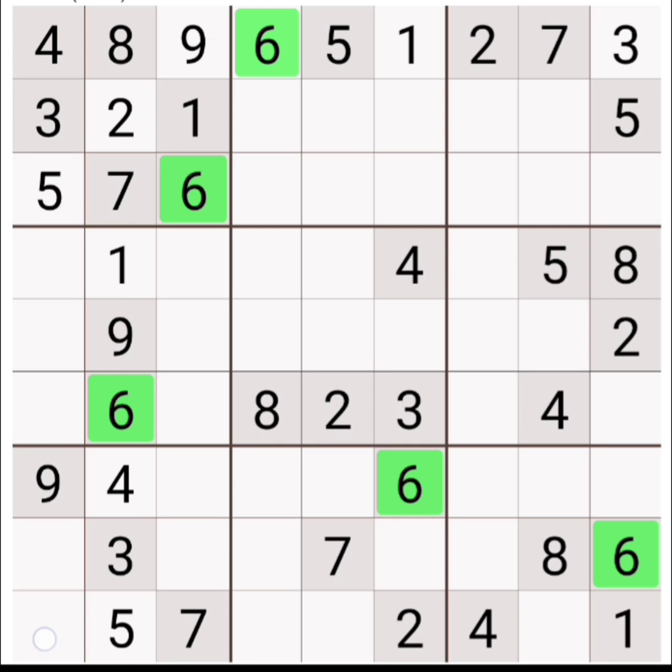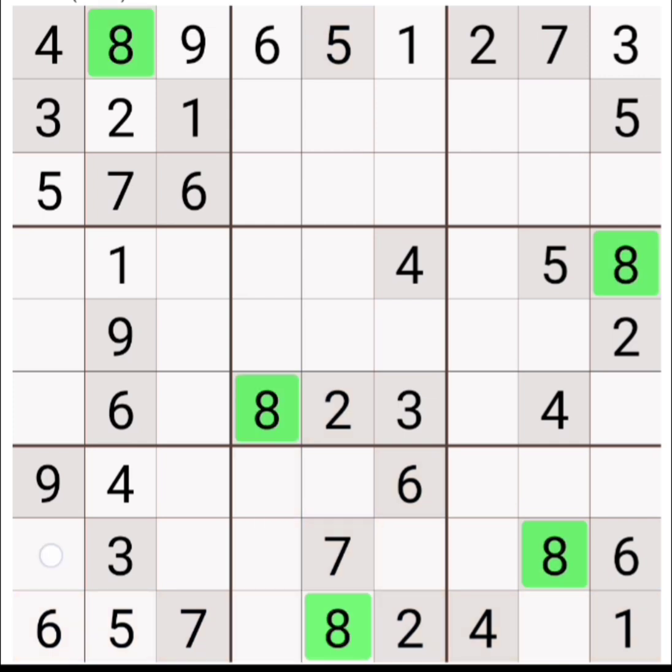Now let us complete the last row. 5, 7, 2, 4, 1 are there. 3, 6, 8, 9 are missing. So 6 we cannot give place to in these two cells, and we cannot give place in this cell as well. Write 6 here. Now 8, 3 and 9 are missing. So 8 we cannot write here. So 8 will write in this cell.